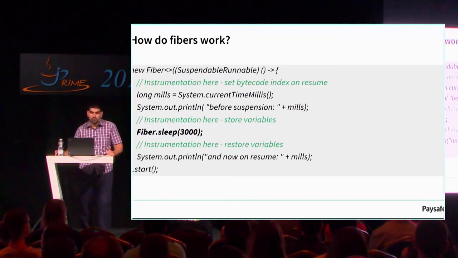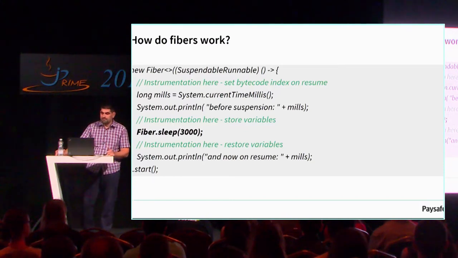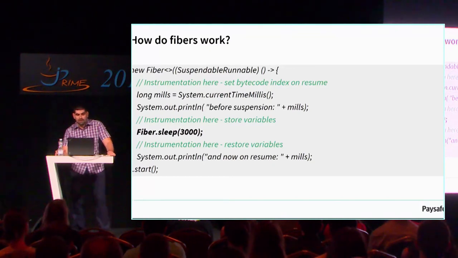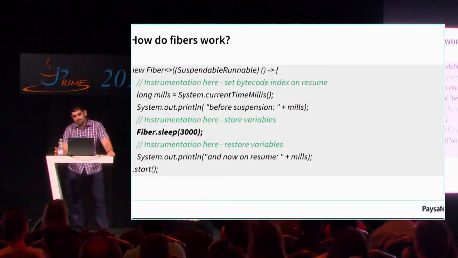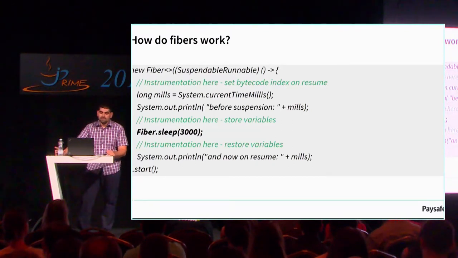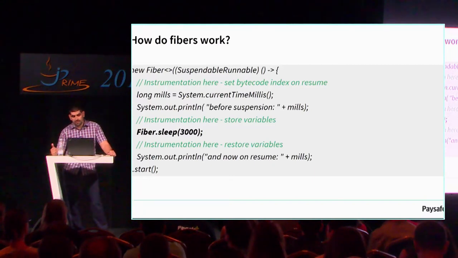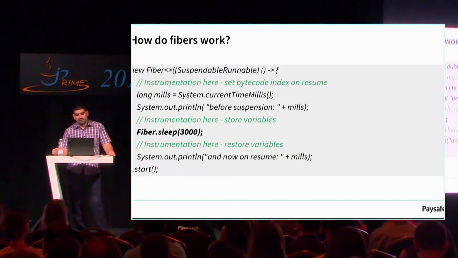Fibers are keeping their own stack. Then we go into this fiber sleep method, and this method is called suspendable. It's suspendable because it suspends execution of the current fiber. Actually, it does two things. First thing is it creates a new task for the same runnable, and it schedules it to be executed after 3 seconds, because this is what we want. And the second thing is it calls one special method internally called fiber park that parks the fiber.